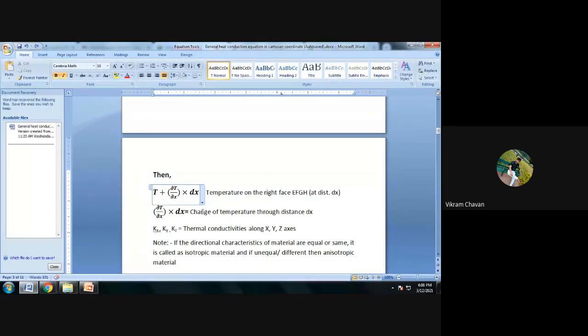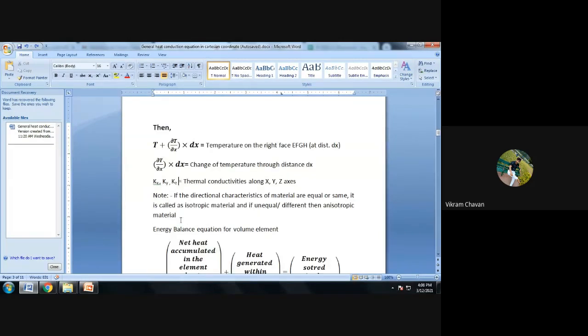Further, we have considered that the material is anisotropic. That is nothing but the thermal conductivity of the material changes with respect to direction. So in the x direction, thermal conductivity is k suffix x; in the y direction, k suffix y; and in the z direction, k suffix z. Note that if the thermal conductivity or directional characteristic of the material is equal or the same, it is called an isotropic material. And if it is unequal or different, then it is called an anisotropic material.